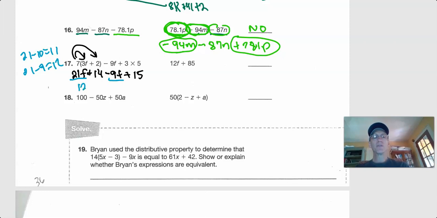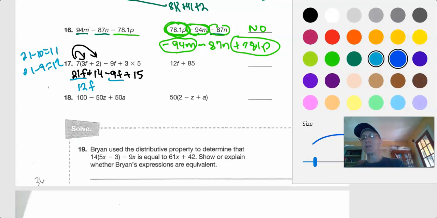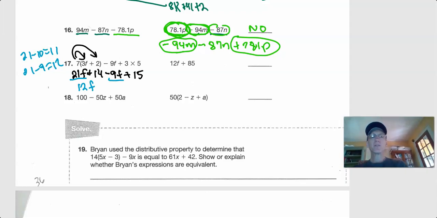So I have 12F. Now I have to look at 14 plus 15 here. So 14 and 15, that's 29. So it's close, but it's no. It does not match. Okay, close.